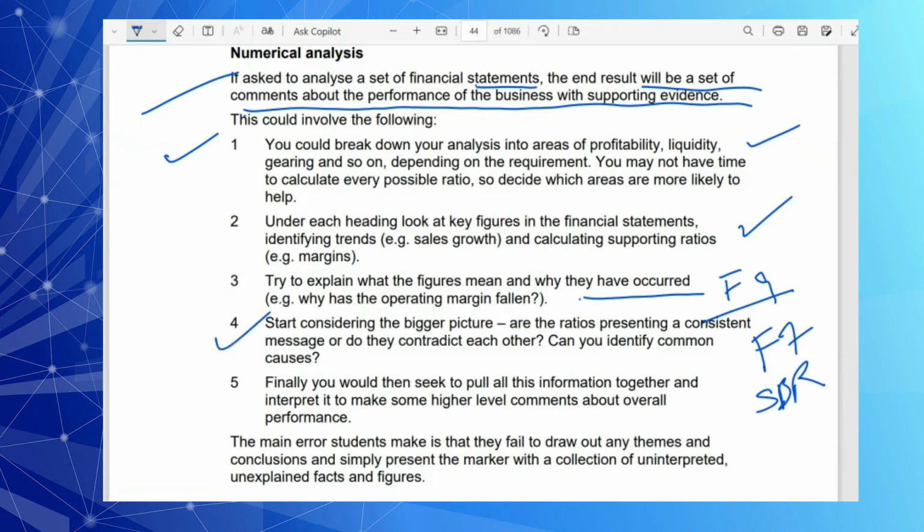Do the ratios present a consistent message, or do they contradict each other? You have to make comparative analysis. Remember year by year analysis. You have to make analysis with the past and with similar industry, with competitor analysis. Finally, you seek to pull all this information together and interpret it to make some higher level comments about overall performance. So these are the starting techniques for how you will answer. You have to follow these things.